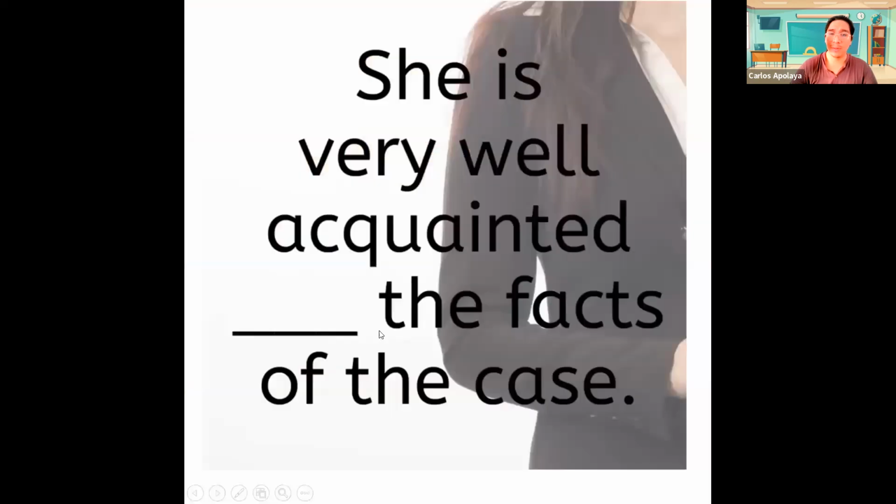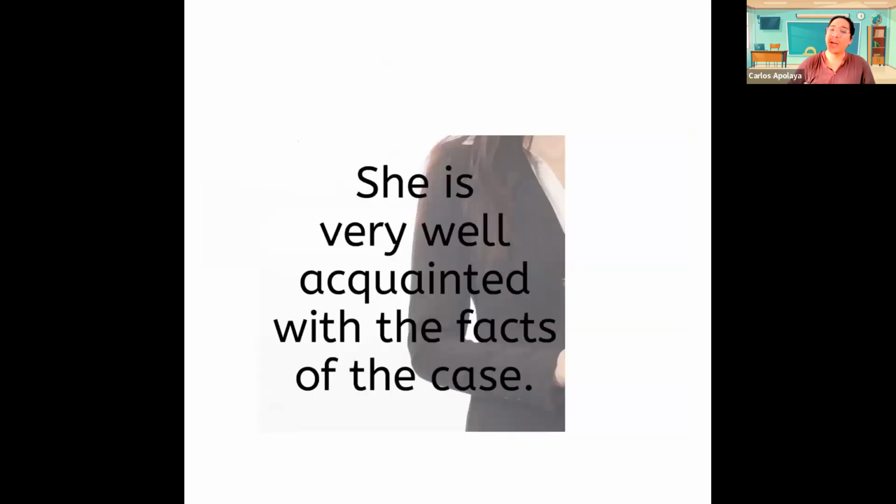Okay, let's go. She is very well acquainted. Acquainted. Acquaintance, conocido. So acquainted with the facts of the case? Acquainted with. What is acquainted? Focus on this part. Acquaintance. She's just an acquaintance. An acquaintance means conocido. Es un conocido mío.